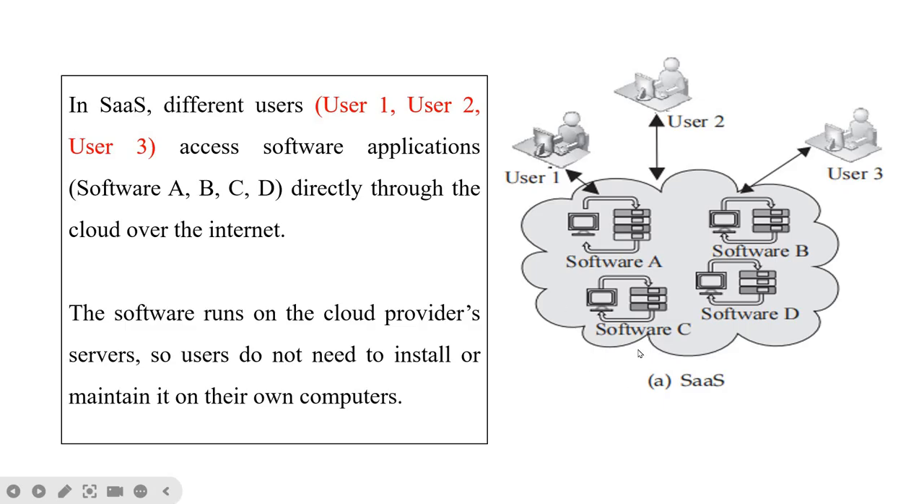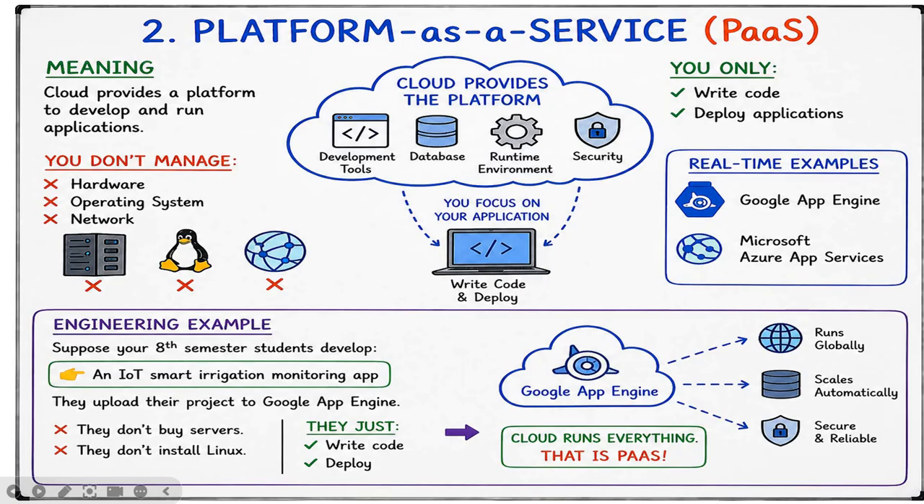And this software runs on the cloud provider's servers, so users do not need to install or maintain it on their own computers. Now second is the platform as a service, which is again one of the important cloud computing service models, and it provides a complete platform in the cloud that allows developers to build, test, run and deploy applications without managing the underlying infrastructure. So this slide shows the meaning, responsibilities, examples and an engineering use case of the platform as a service.